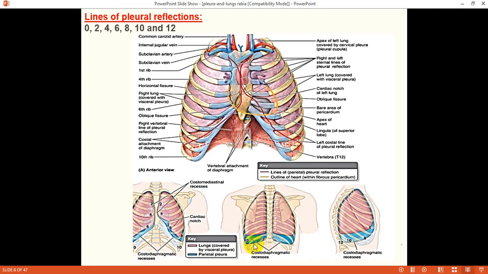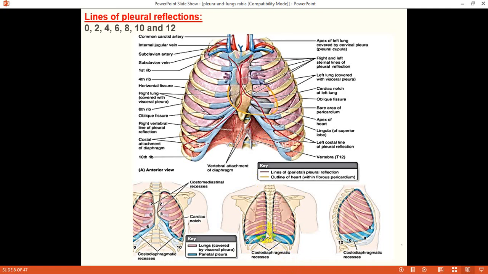The only difference on the left side is the anterior part. The left costodiaphragmatic line of reflection does not start from the anterior midline, it starts from almost the mid-clavicular line because of the notched area, and then the rest of the extent is similar: in the mid-clavicular line it is at the level of the 8th rib, in the mid-axillary line it is at the 10th rib, and posteriorly the extent is up to the 12th rib.